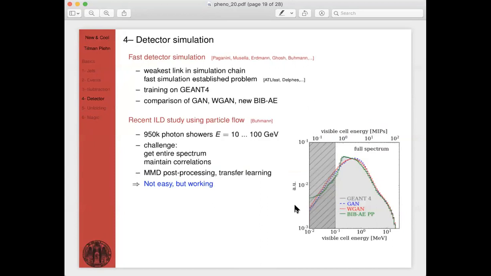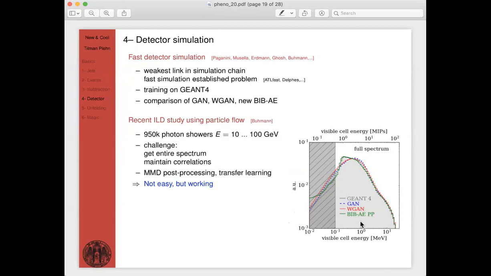950,000 photon showers, energy 10 to 100 GeV. The challenge is to get all the spectra right and to maintain all the correlations between everything. This is a huge dimensional phase space, I forget, thousands of dimensions. And what I show you here is their money plot. This is the visible cell energy, just a spectrum that they get out, the photon spectrum.